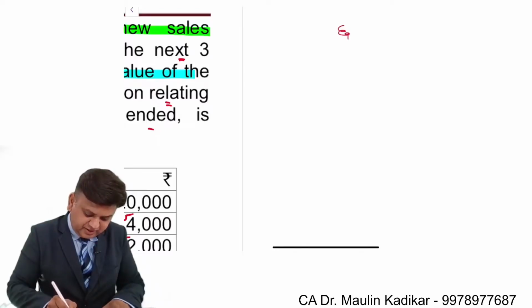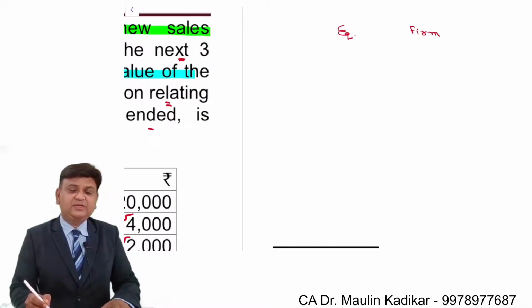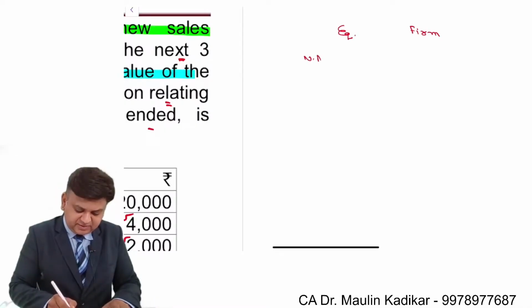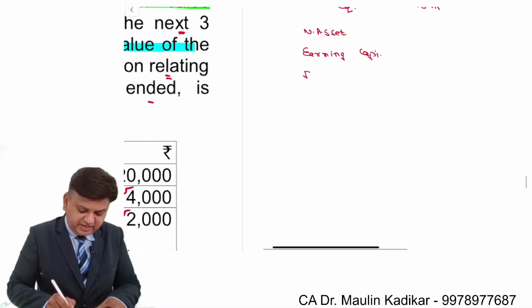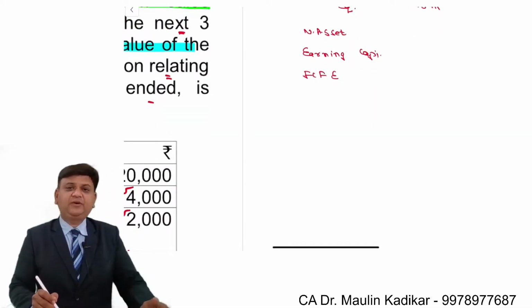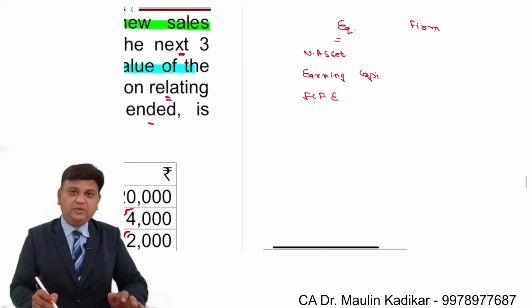We have a term called valuation of the equity and we have a term called valuation of the firm. As far as the valuation of the equity is concerned, we have the net asset method, the earning capitalization method, the free cash flow for equity method, and so on. These are the different methods that we have for the purpose of the valuation of the equity.